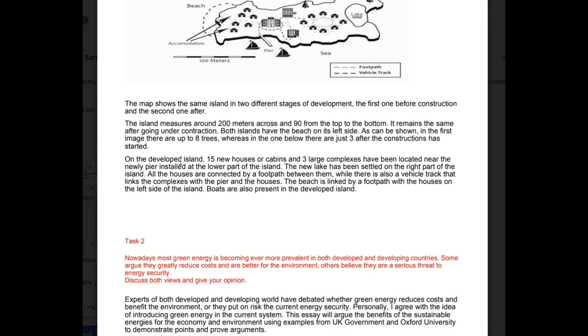All the houses are connected by a footpath between them, while there is also a vehicle track that links the complexes with the pier and the houses. The beach is linked by a footpath with the houses on the left side of the island. Boats are also present on the developed island. Where are all those buildings in the middle? I don't see the restaurant, I don't see the hotel, I don't see the mall. And that's some pretty vital information.